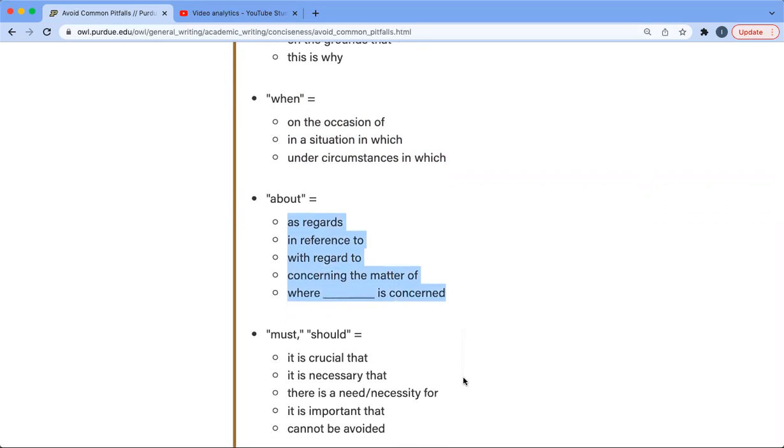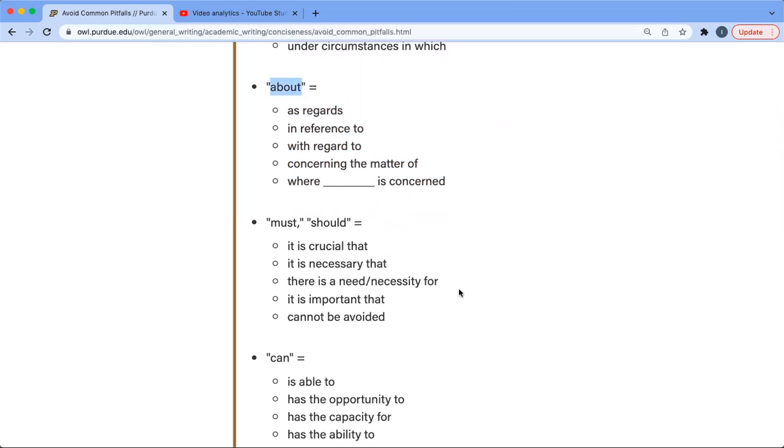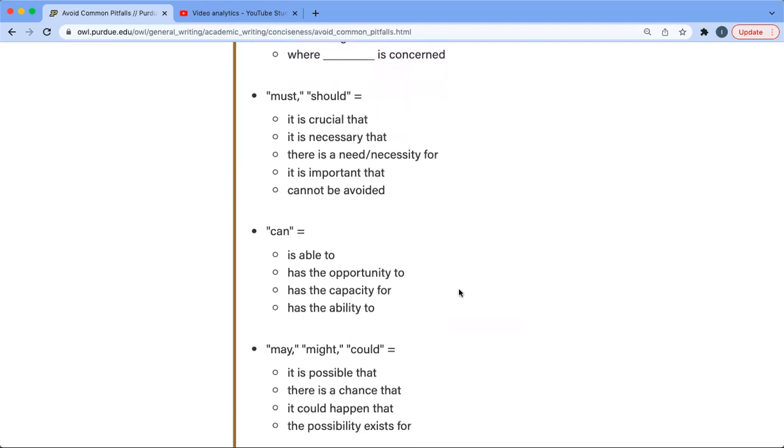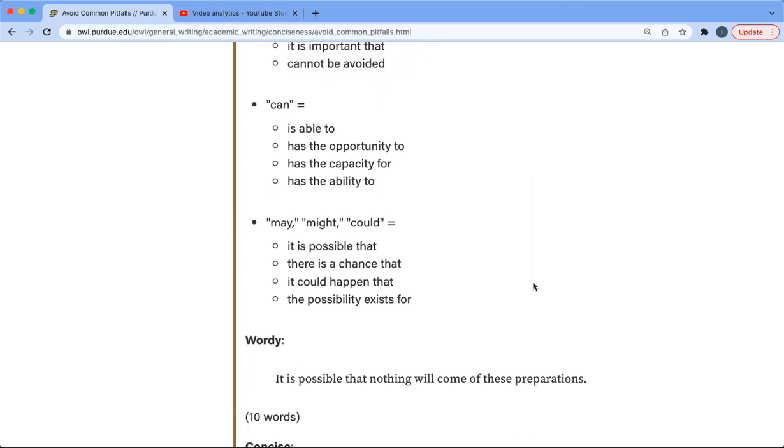There's another list, for example, in regards to, in reference to, with regards to, concerning the matter of, where something is concerned, that can be simply replaced by about. Try some of these other phrases that I'm just posting in here in the comment box. For example, you can start your writing by these phrases and then try to see if you can replace them with one word. That's the question that you always need to ask yourself.